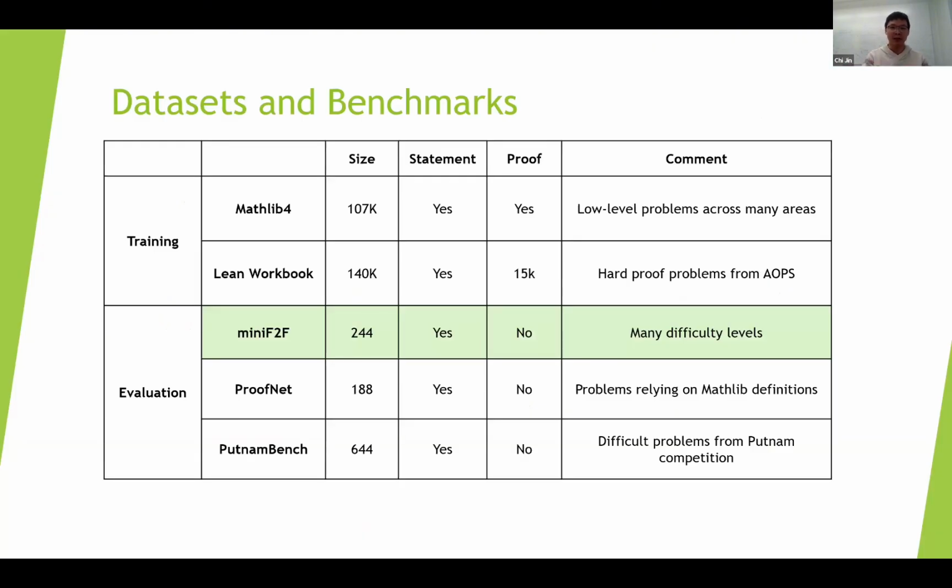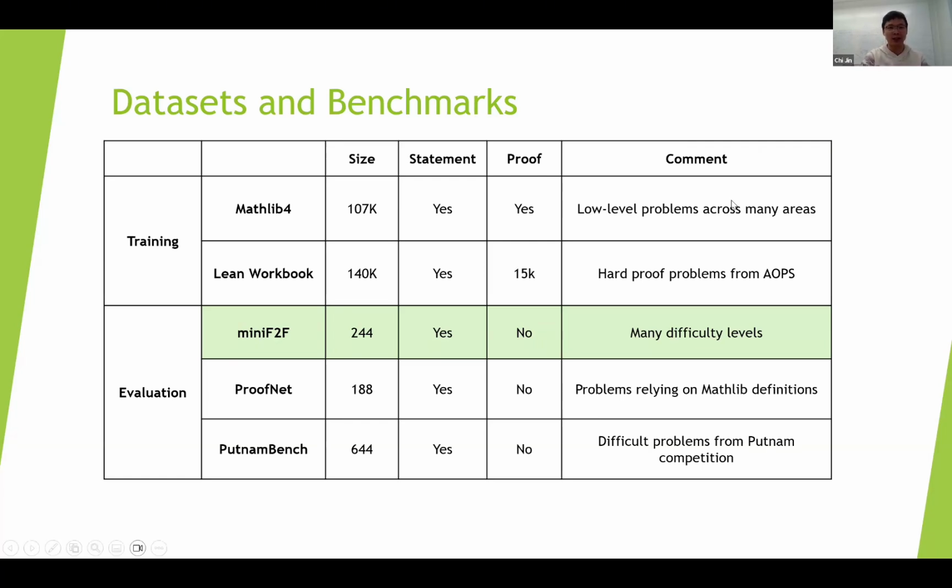So I think Don mentioned that a very big challenge of formal math is data scarcity. I will also later talk about how we're going to address part of that problem. The takeaway there is that the existing training data and evaluation are somehow limited. So this basically shows the major datasets and benchmarks in this open source community.